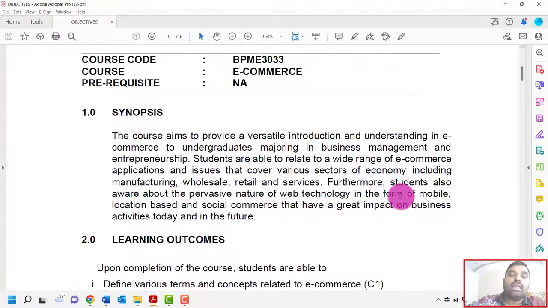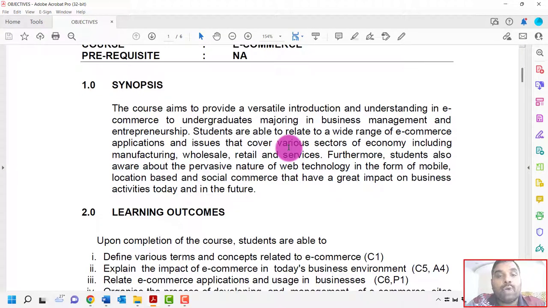The course aims to provide a versatile introduction and understanding in e-commerce. It's not only introduction, it's beyond, for undergraduates majoring in business management and entrepreneurship. Students are able to relate a wide range of e-commerce applications, and you are going to learn a lot of applications and issues that cover various sectors of the economy, including manufacturing, wholesale, retail, and services. Furthermore, students also become aware of the pervasive nature of web technology in the form of mobile, location-based, and social commerce that have a great impact on business activities today and in the future. So these are the things you are going to learn.